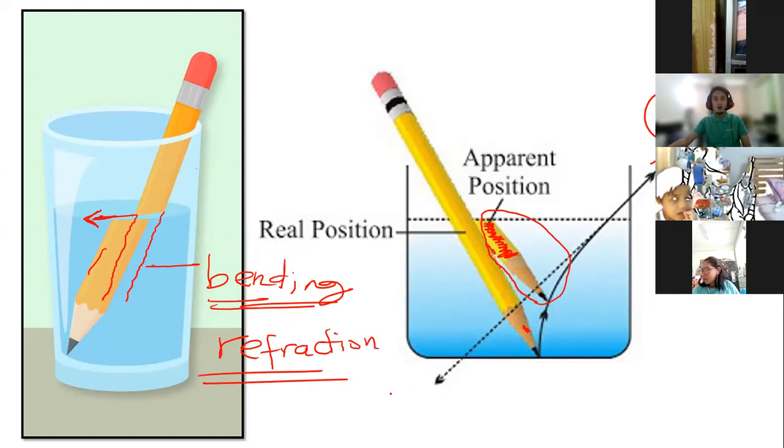Refraction. When you look at the fish in the fish tank, in the aquarium, we can see that the fish are very big, but in reality they are not so big. Because of the bending of light, refraction of light.